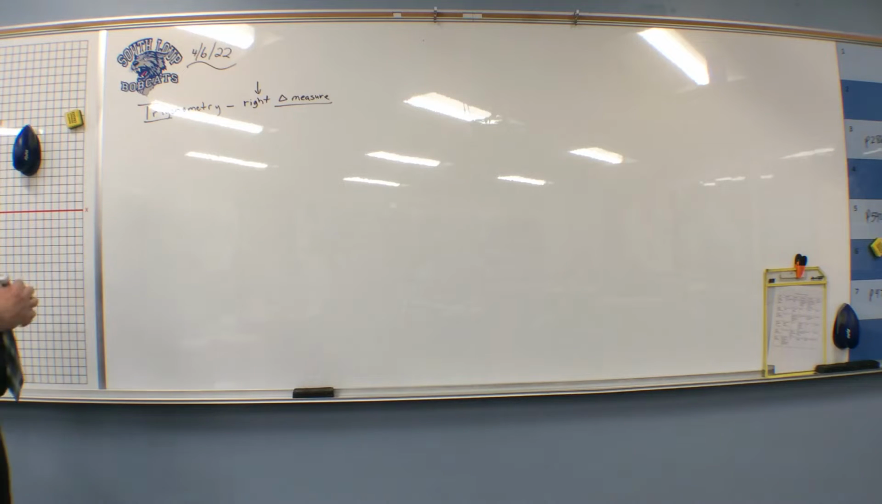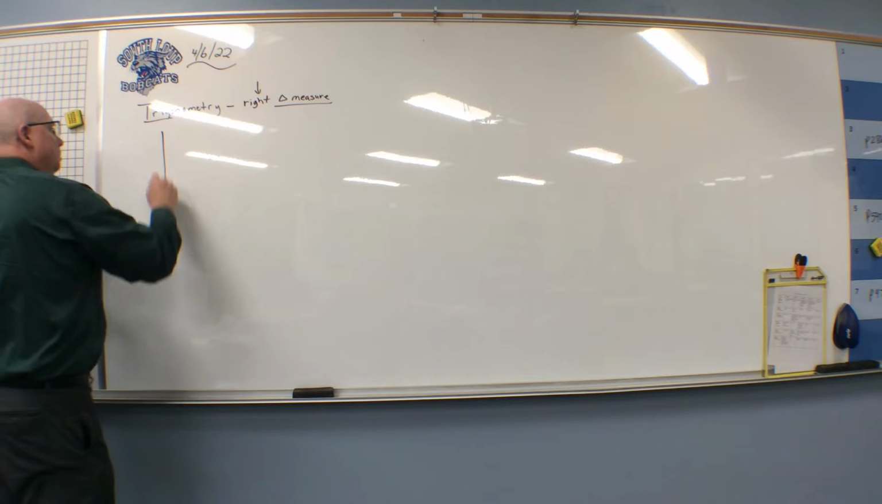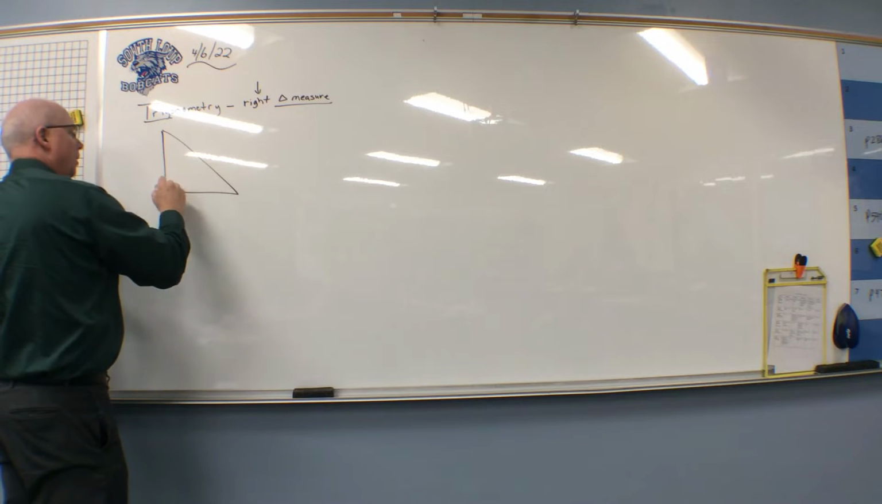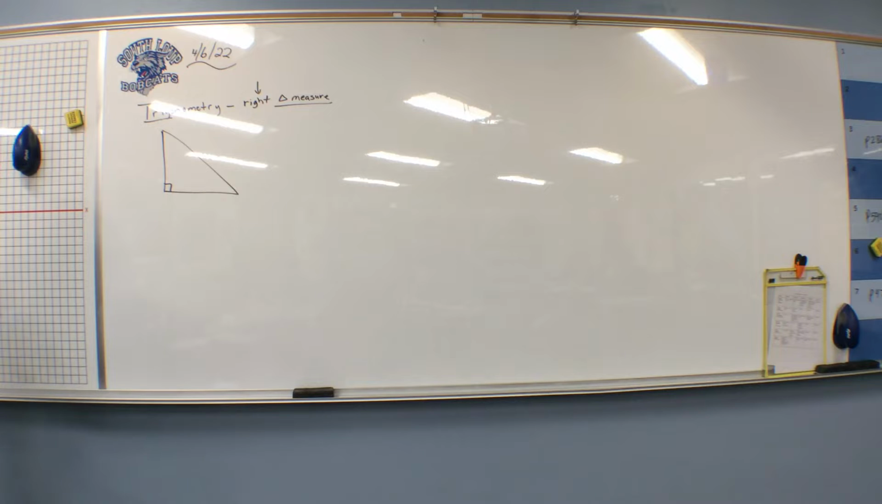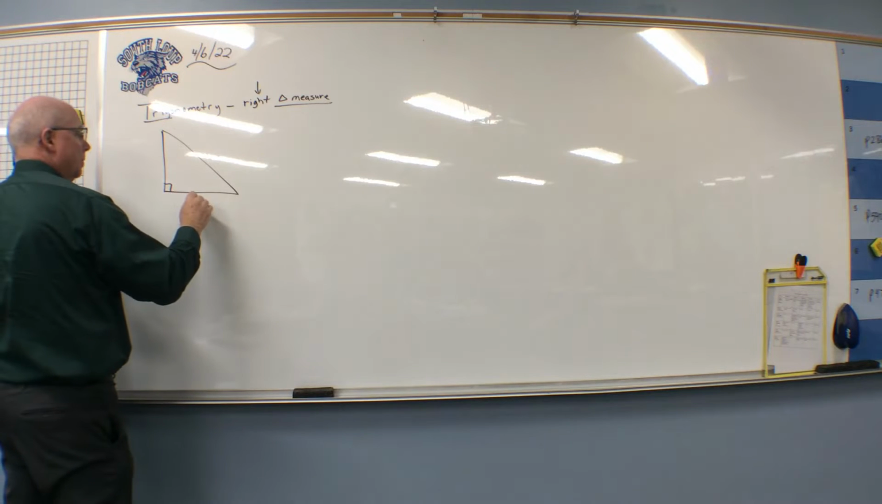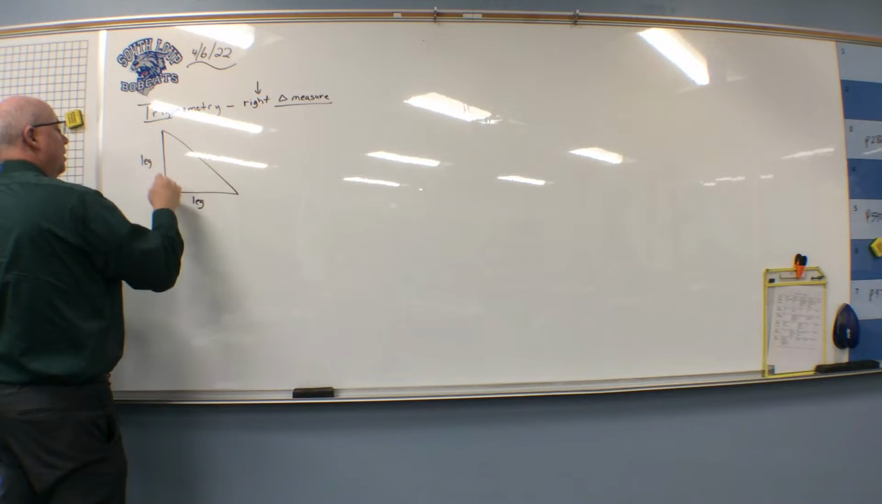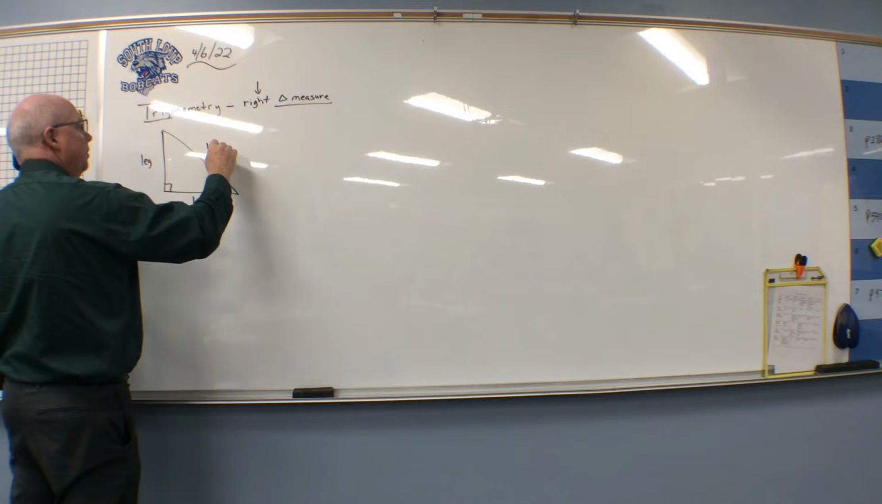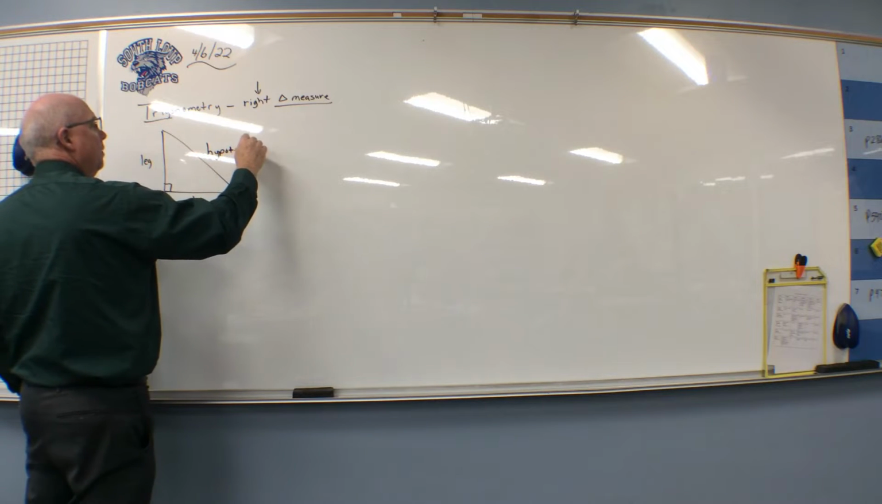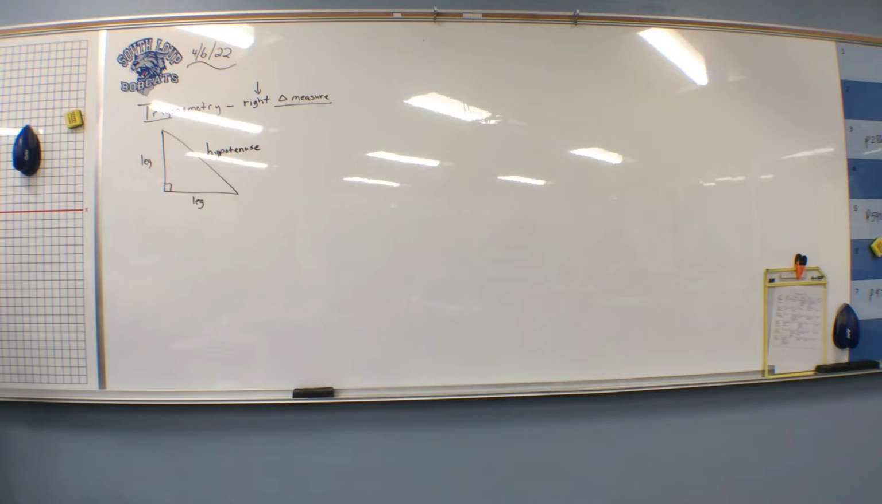Okay? Given that fact, we need to look at a right triangle. A right triangle is any triangle that has a right angle. You understand that? It has two legs. And then across from the right angle, it has the hypotenuse. We've talked about this, but it's important for you to understand all the things about a right triangle.